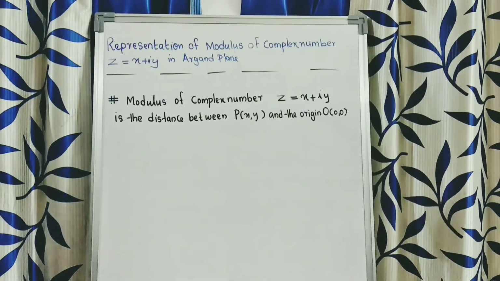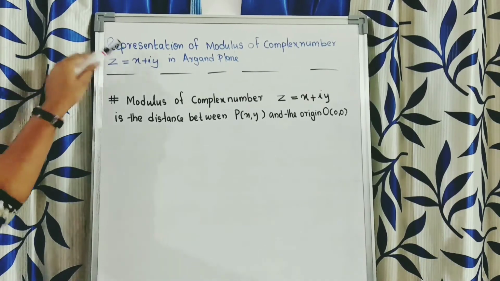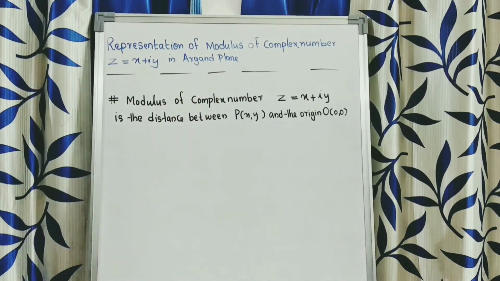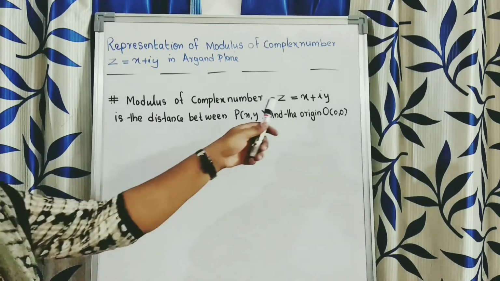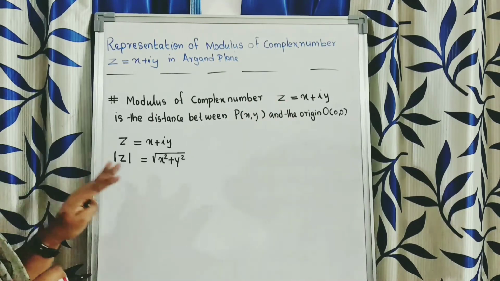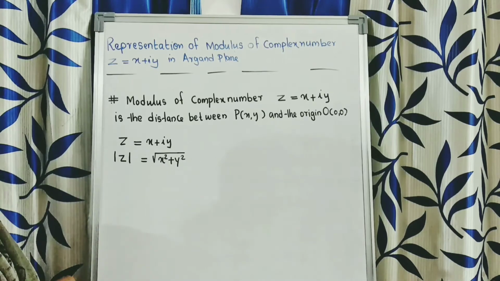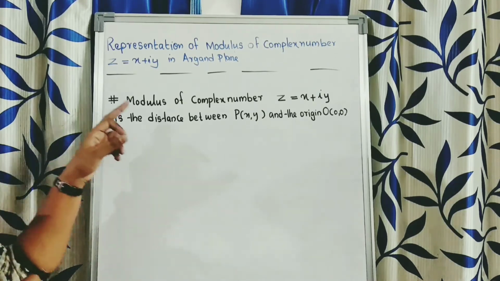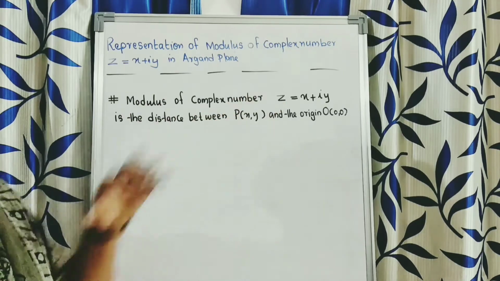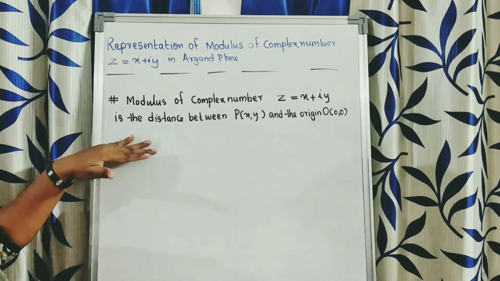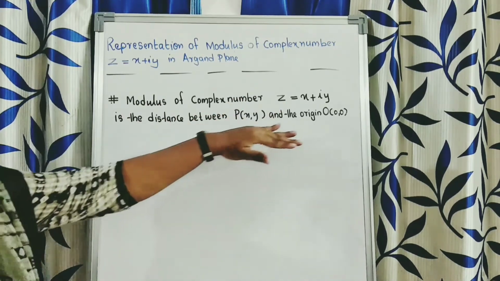Next we are going to discuss the representation of the modulus of the complex number z equal to x plus iy in the Argand plane. We know that the modulus of a complex number z equal to x plus iy is mod z equal to root of x square plus y square. The modulus is the distance between the point x, y and the origin 0, 0.